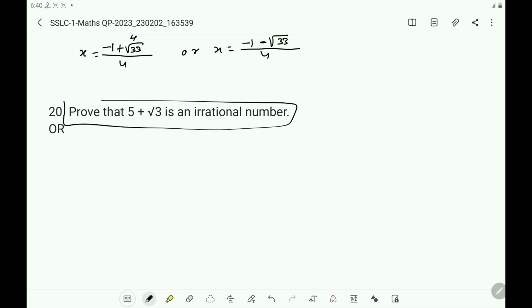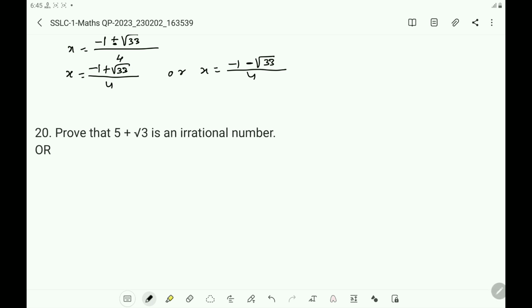Prove that 5 plus root 3 is an irrational number. What we have to prove? We have to prove that 5 plus root 3 is an irrational number. So let us assume to the contrary that 5 plus root 3 is rational.